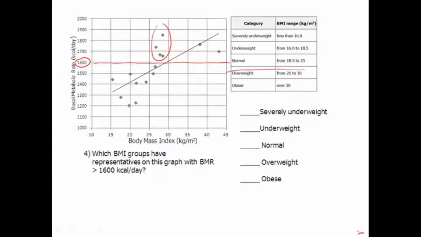And between 25 and 30, that is the overweight category. And then we also have some that are over 30, and that counts as the obese category. So those are the two categories that have representatives with basal metabolic rates above 1600 calories per day.